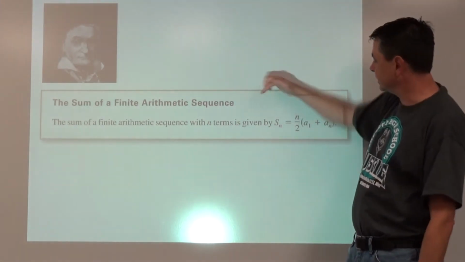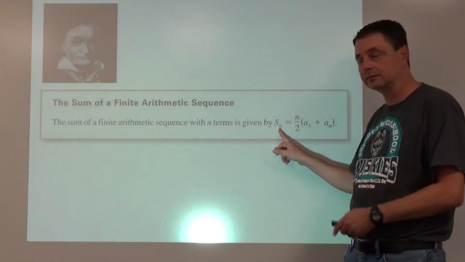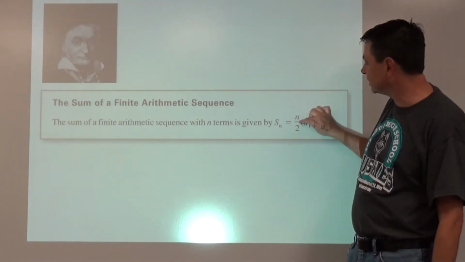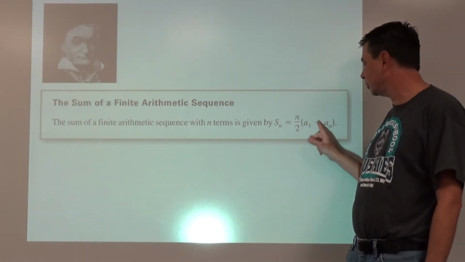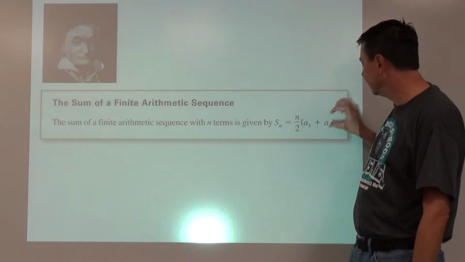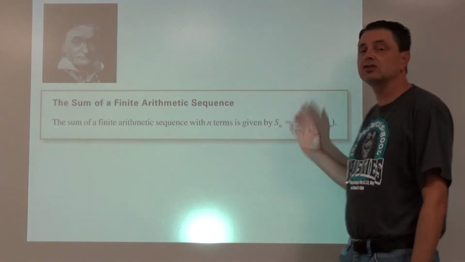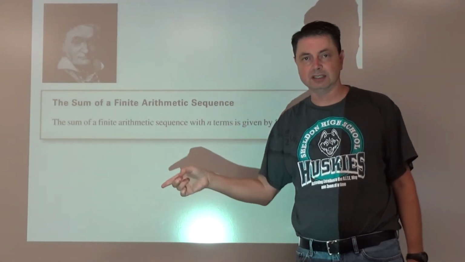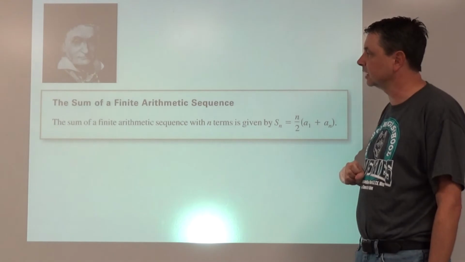And our formula is that the sum of the first n things is that many things divided by 2 times the product of the first term plus the last term, a sub n. So this one's important because sometimes we may not necessarily know this, and so the a sub n previously can be useful here. We can use our a sub n formula if we need to.